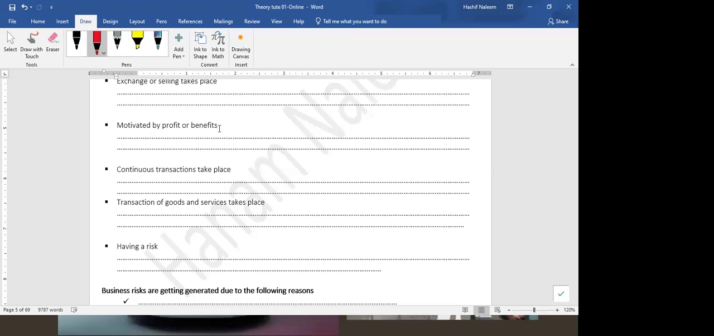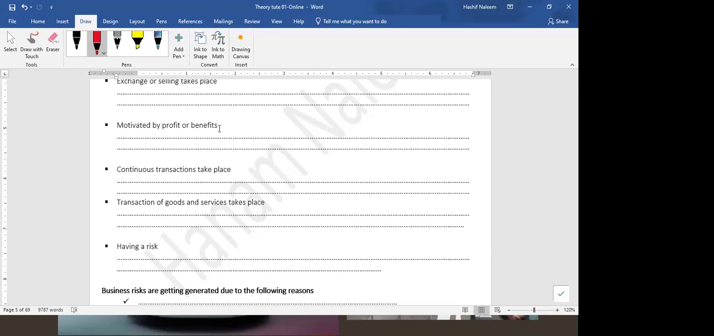For example, if you are doing ALs, what's the final destination? You have to get good results, 3As with all those ranks. So that should be motivating. Based on that only you will work. For a business also, their motivating factor is profit. To earn profit only they are working. If they don't want profit, why would they run a business? You all said the main objective of business is profit. So the most motivating factor which makes them work day and night is profit.